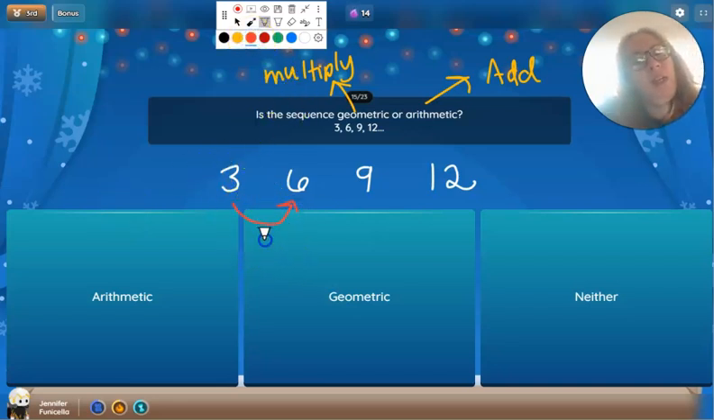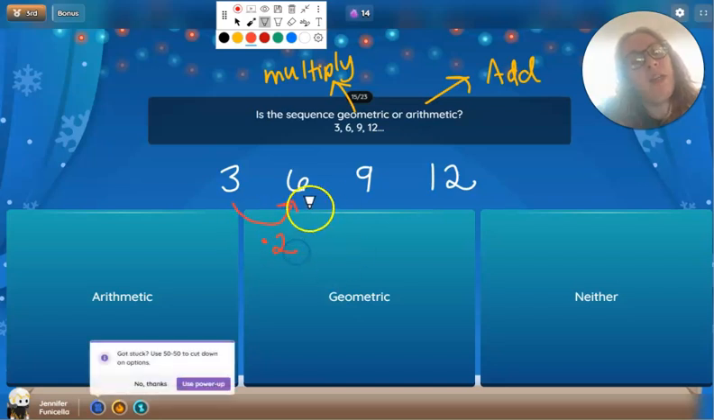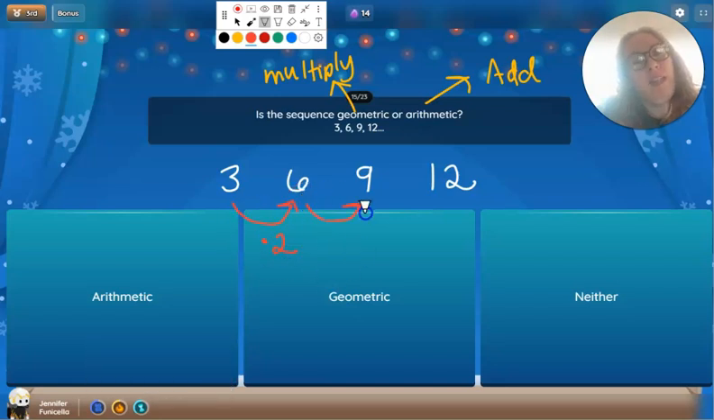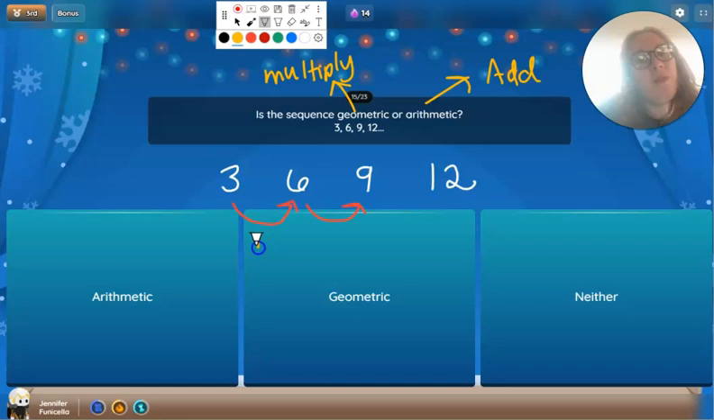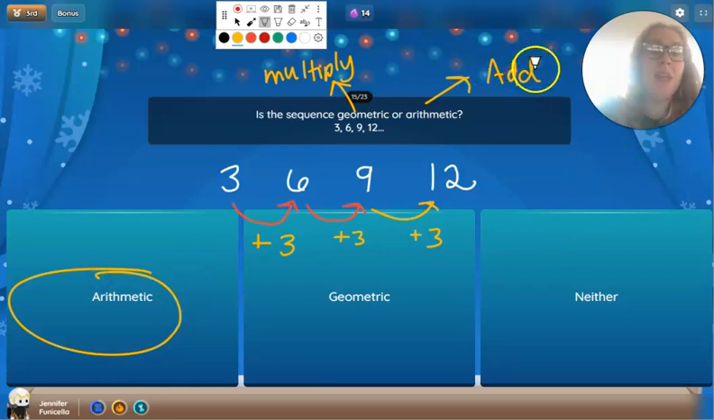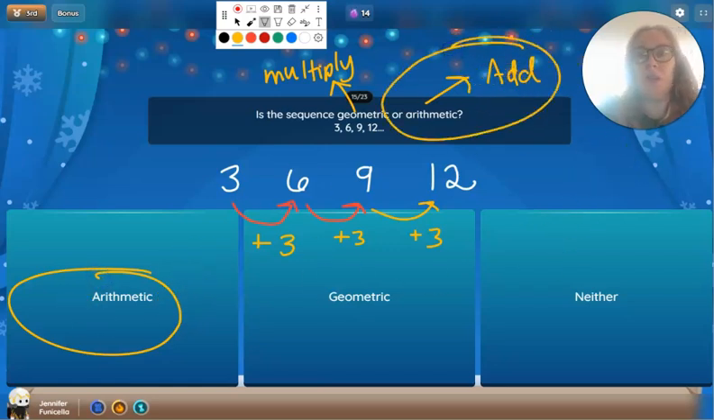So 3 times 2 does get us 6, and 6 times 2 is 12. So it's not going to be our multiplication. So let's see if addition works. 3 plus 3 is 6. 6 plus 3 is 9. 9 plus 3 is 12. So that does work. So we're adding 3 each time, which is going to be an arithmetic sequence.